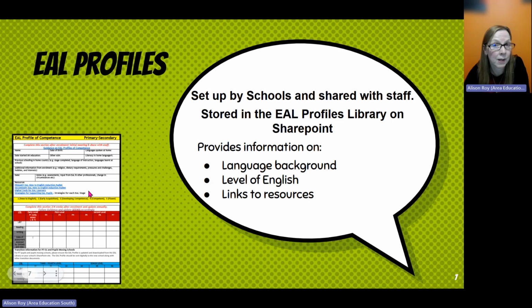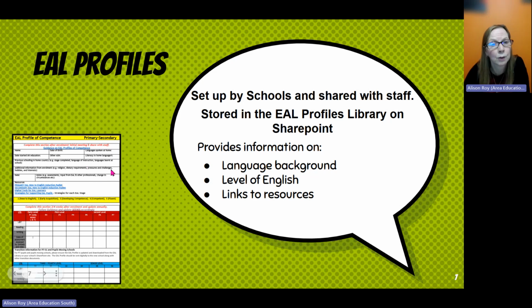So obviously the profile provides information on the language background, which is very important to know, what languages the pupil speaks at home. They may speak two different languages. They might speak one language with dad, a different language with mum, and have other languages with their grandparents.